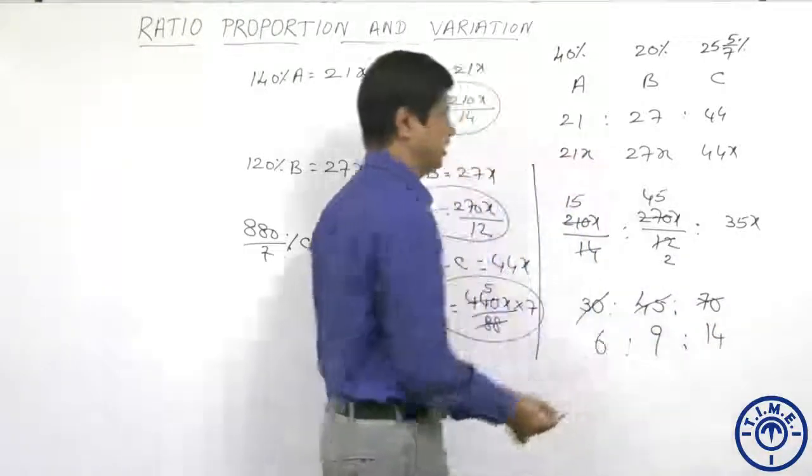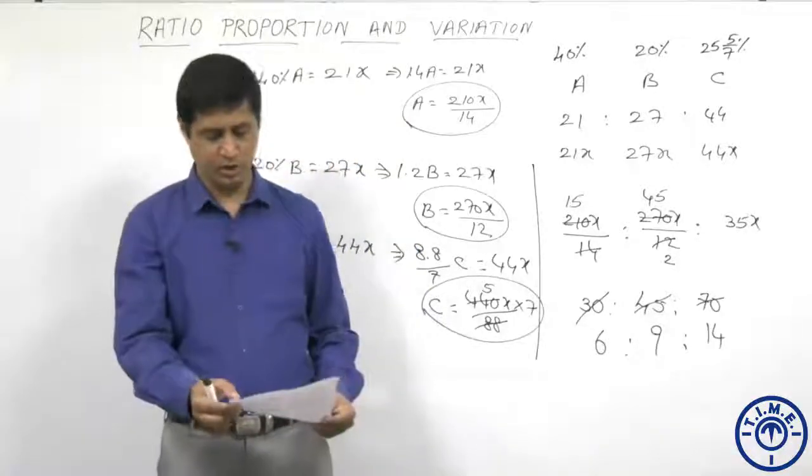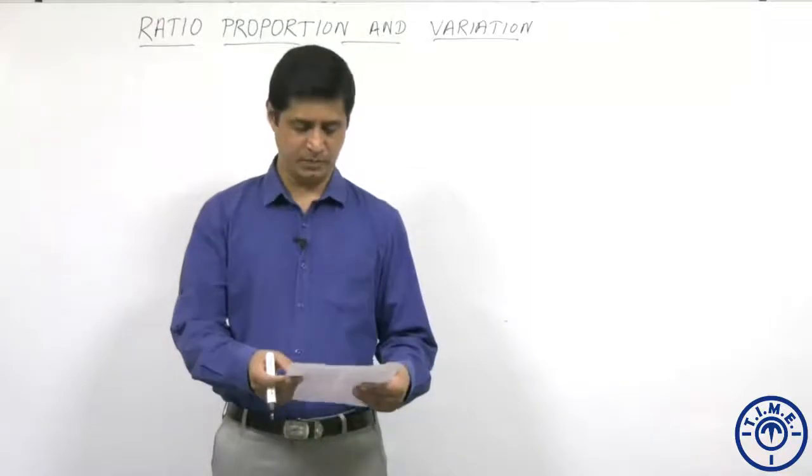Now, what is the ratio? It is 6:9:14. The right choice for this question is option 3. Now, look at the next question.